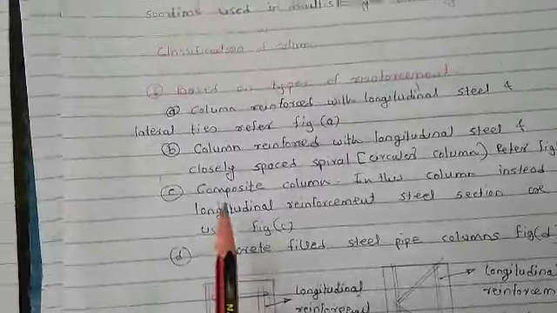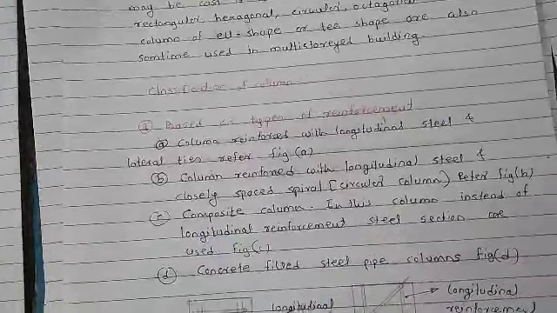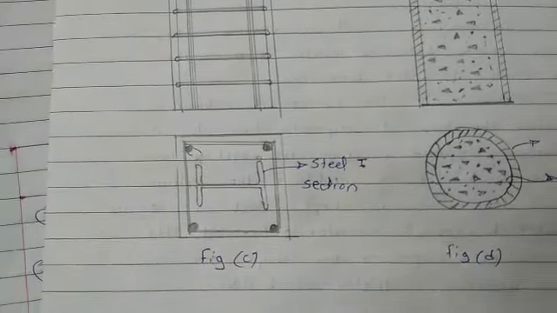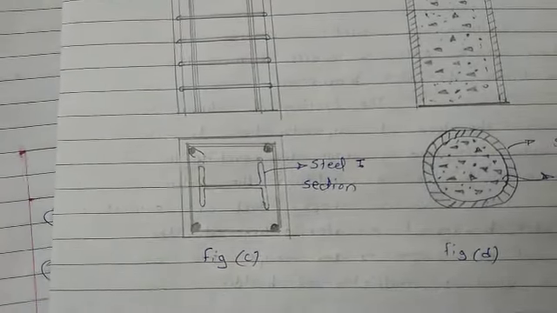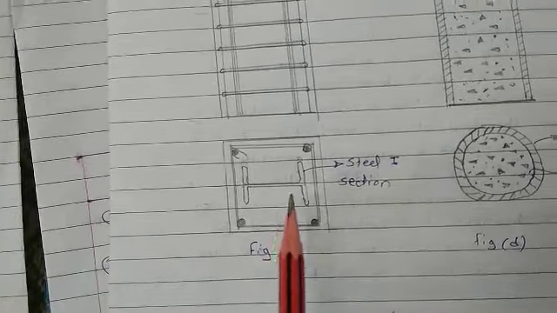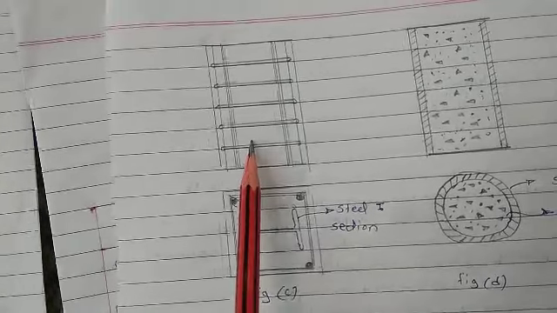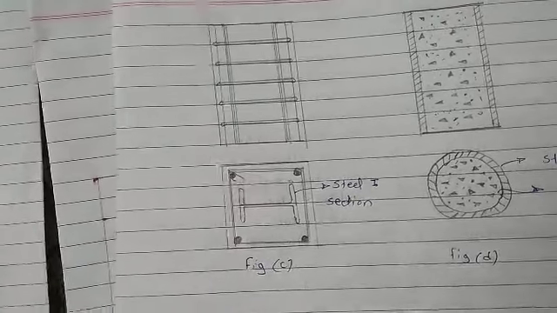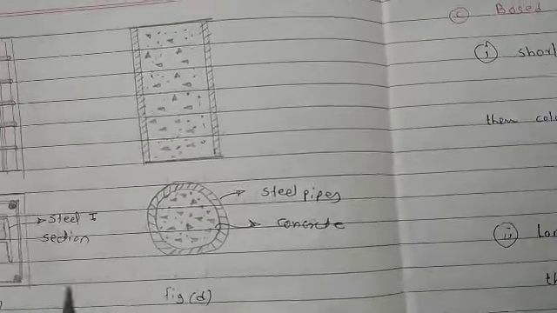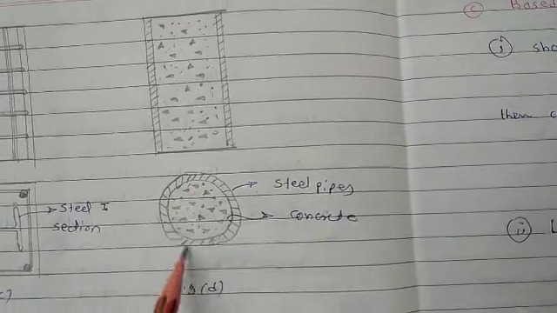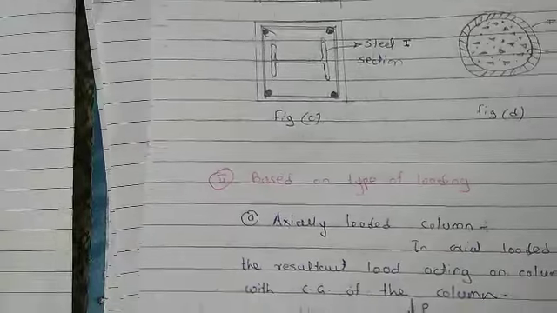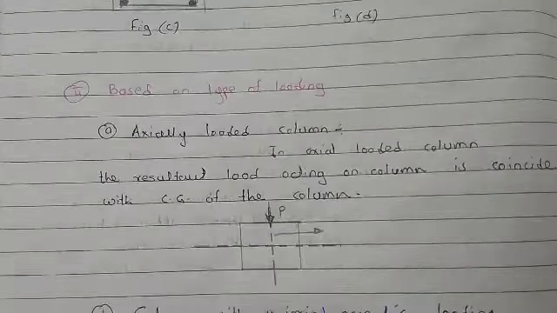The next type of column is the composite column. In the case of the composite column, instead of longitudinal steel, we are using a steel section, such as I section, T section or channel sections. This is your steel section and these are again the lateral ties or stirrups. Then the column is called a composite column. The next type of column is the steel pipe filled with concrete. So these are the classifications of the column depending upon the types of reinforcement provided.